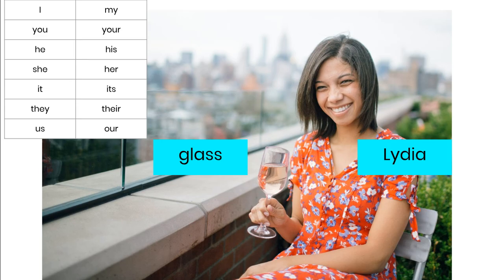Let's try another. Here we had the picture of Lydia. If we don't want to use her name, if we want to use a pronoun, we can look at our chart here. Again, if she is the subject of the sentence, we can just say things like, she is pretty, she has a beautiful smile, she's in the city, all right? But since we want to talk about how the glass belongs to her, I kind of gave it away there, we're going to use the possessive pronoun her.